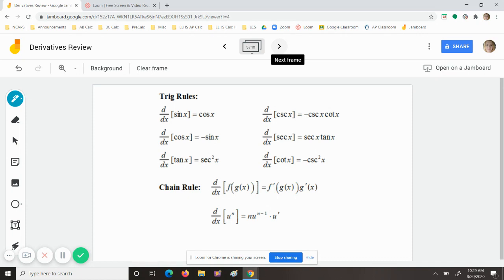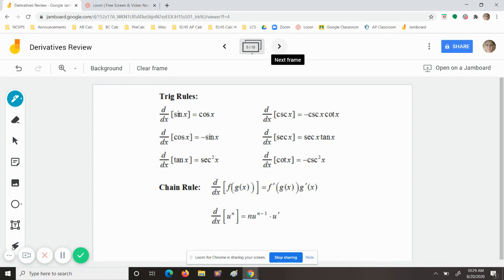Our trig rules. Derivative of sine is cosine. Derivative of cosine is negative sine. Derivative of tangent is secant squared. Derivative of cosecant is negative cosecant cotangent. Derivative of secant is secant tangent. And derivative of cotangent is negative cosecant squared. These are just ones we have to have memorized. The more and more we use them, the more and more you have them memorized.